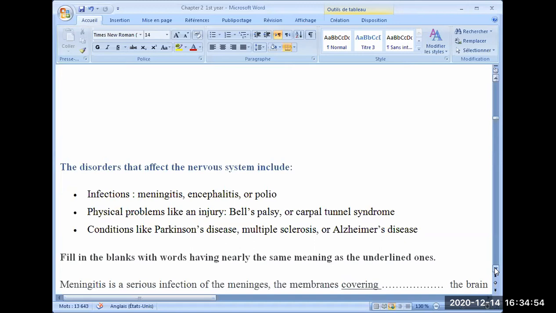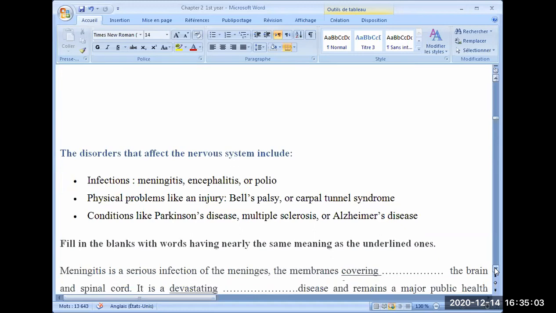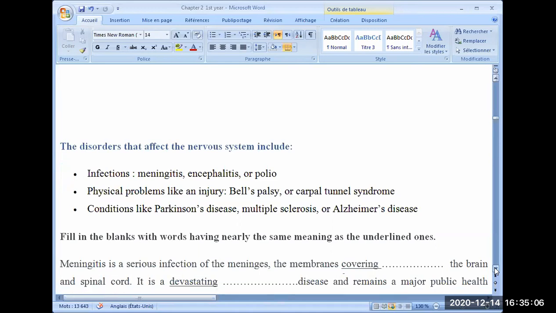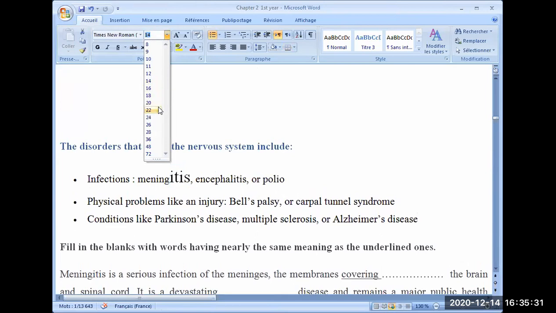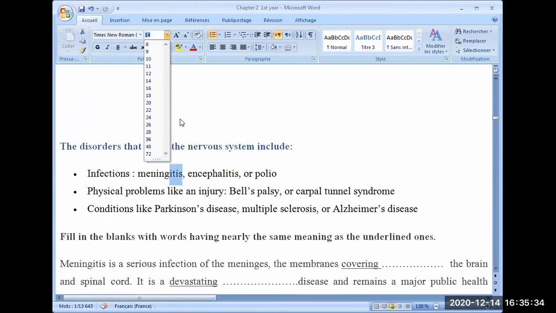Let's now speak of disorders that affect the nervous system, the diseases, the problems. We have infections that can affect the nervous system, like meningitis, encephalitis, or polio. Can you explain the word meningitis? Infection of the meninges, inflammation of the meninges.